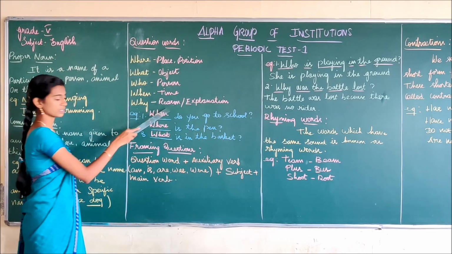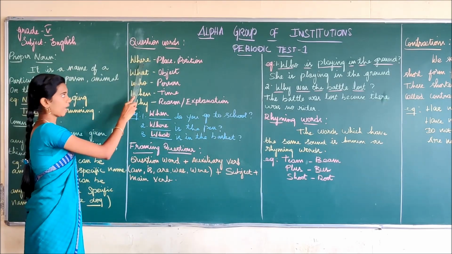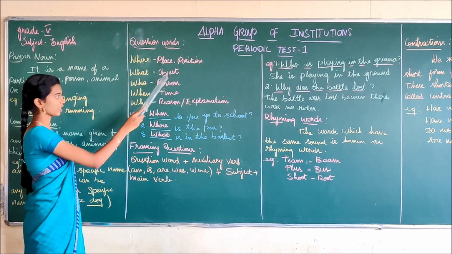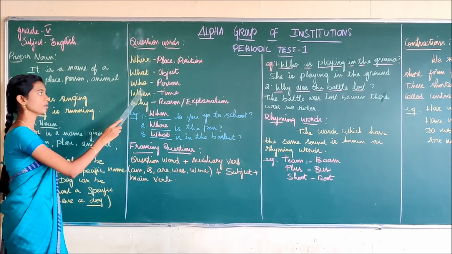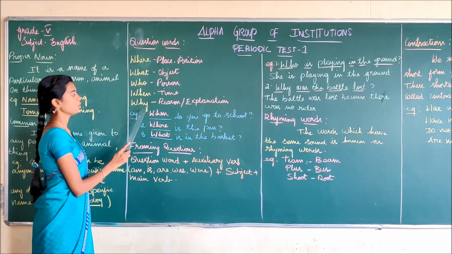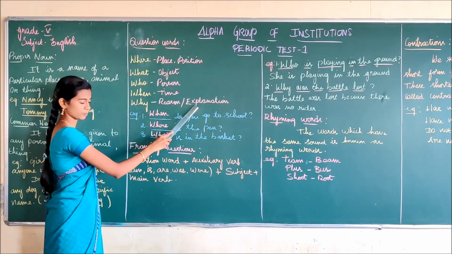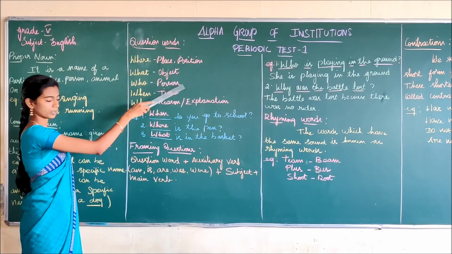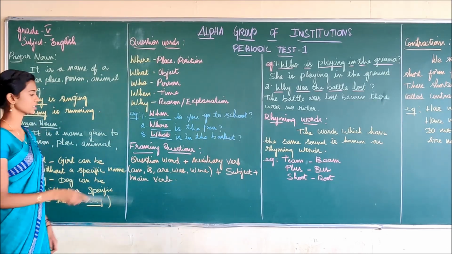Shall we see this once again? The usage: where refers to place or position, what refers to the object, who refers to the person, when refers to the time, why refers to the reason or explanation. So you have to use the question words according to this. Shall we move on to the next?